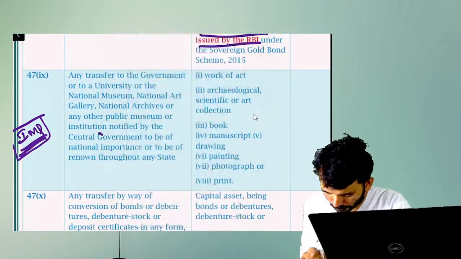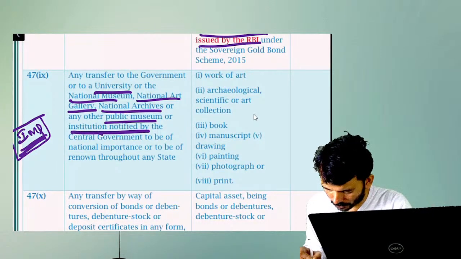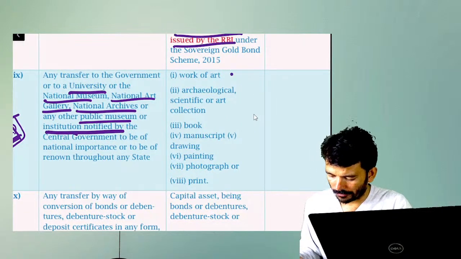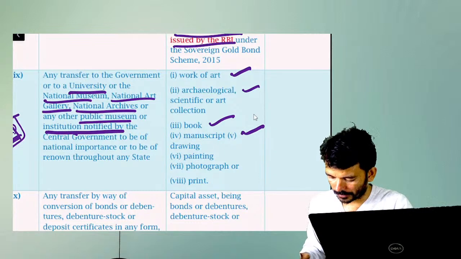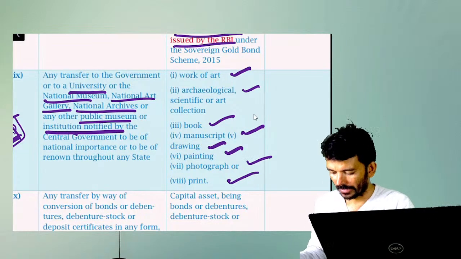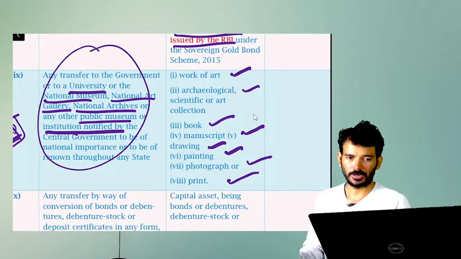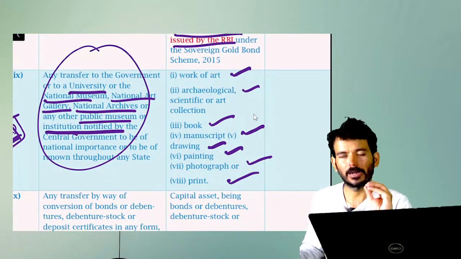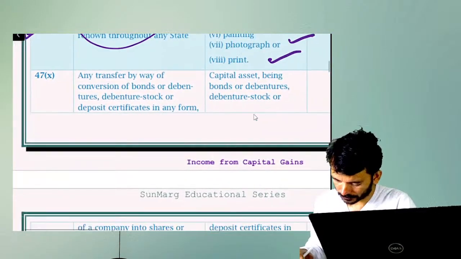You are giving it to a university, national museum, national art gallery, national archives, any other public museum or institution notified by the government. What you are giving: work of art, archaeological or scientific collection, books, manuscript, drawings, paintings, photography. So these things, if you are giving it to all these people, then it's not a transfer. No need to byheart anything, guys, just understand, if you're giving to these people, not a transfer.